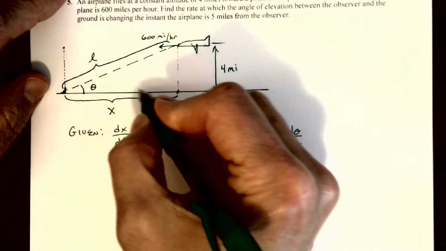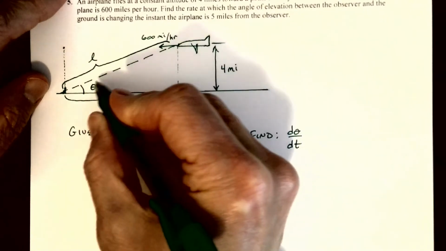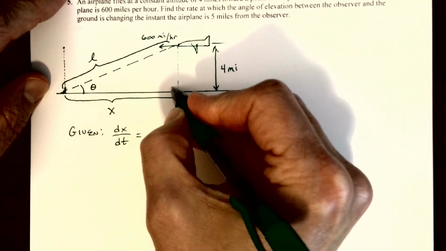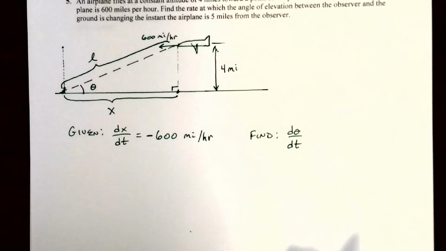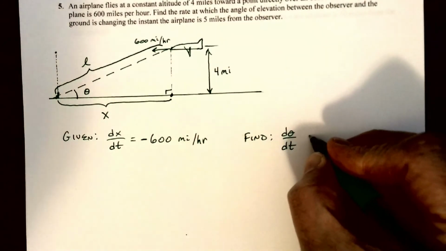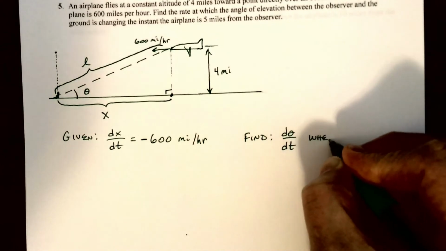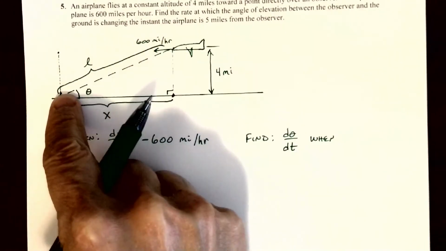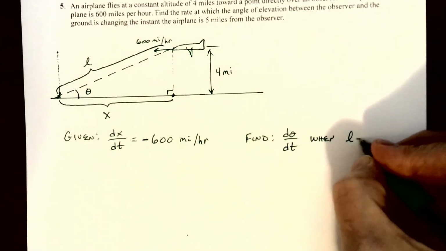Well, we've seen this a lot, right? Do we see a right triangle here? Sure do. And that's going to be helpful for us to find the relationship. So we're going to find d theta dt when what? When the distance between the airplane and the observer, L, is what? 5 miles.